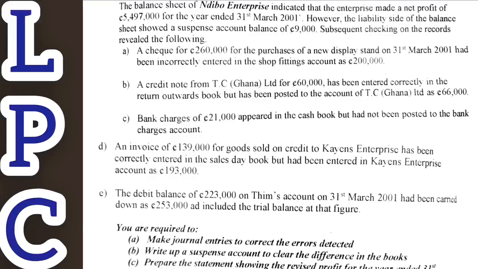It says the debit balance of 223,000 on Team's account on 31st March 2001 has been carried down as 253,000. So this one is also a single-sided error. Remember when we were talking about the account balances omitted, here they have already brought it, but they didn't record the actual figure. They recorded an amount greater than the actual figure. So here you're going to find the difference. The difference will be 223,000 compared with 253,000. We're going to get 30,000.